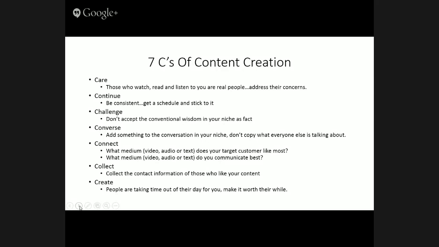And then collect. Okay, content creation is really about collecting contact information. Don't let anyone leave your presence, right, if you know they like your stuff, without getting their contact information.